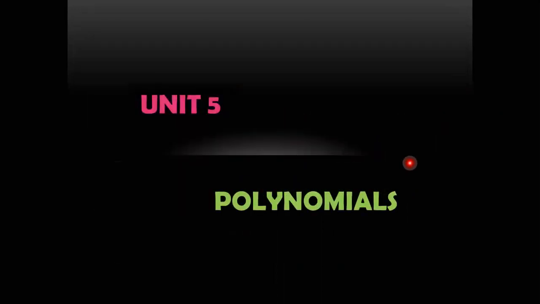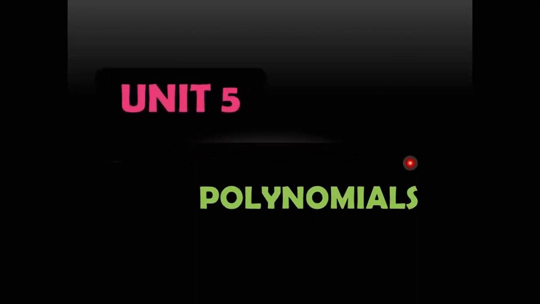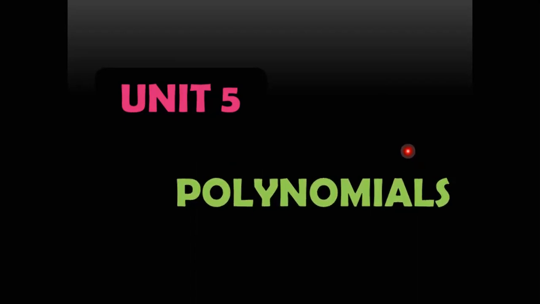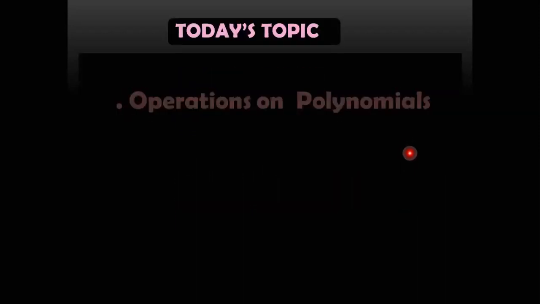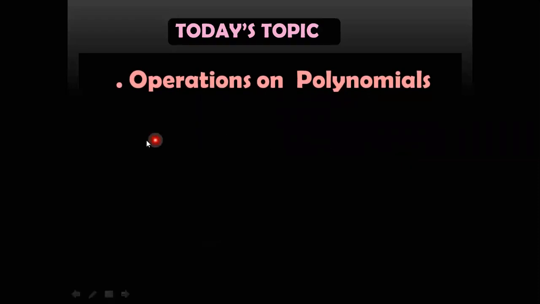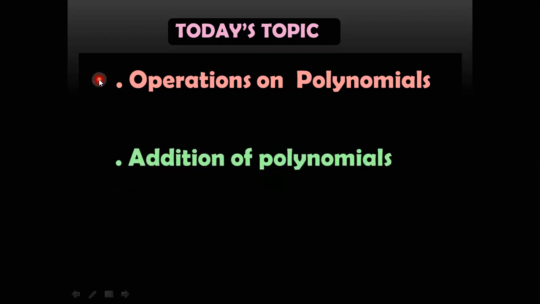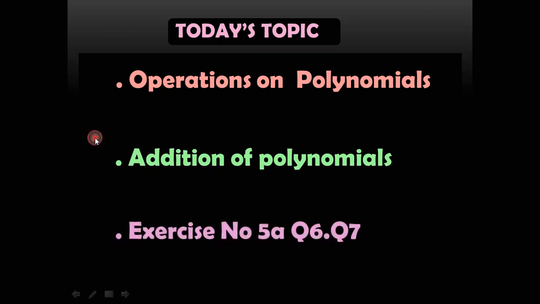We have started our unit number 5, which is about polynomials, and you know that this is a chapter from algebra. What we are going to discuss today is, first of all, the operations on polynomials. What kind of operations can we have? And then out of all these, we will discuss the first operation, which is the addition of polynomials. And then we will solve a few questions from the exercise, question number 6 and 7, inshallah.